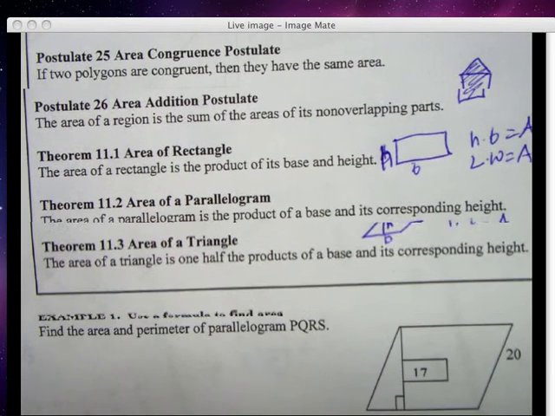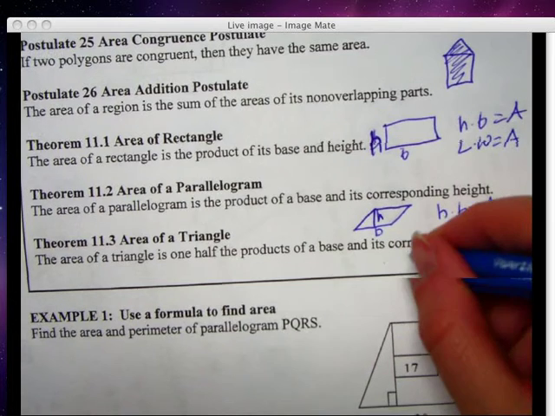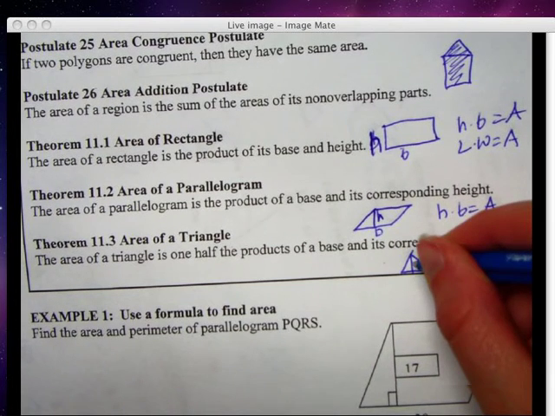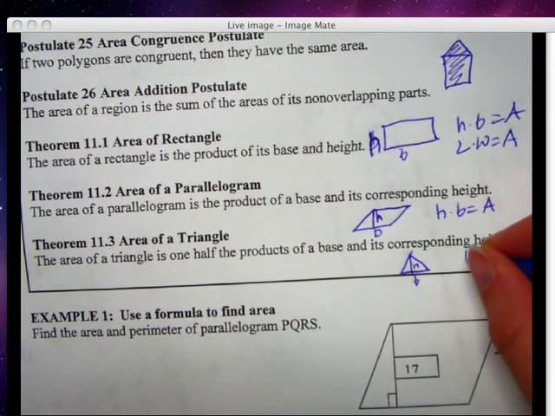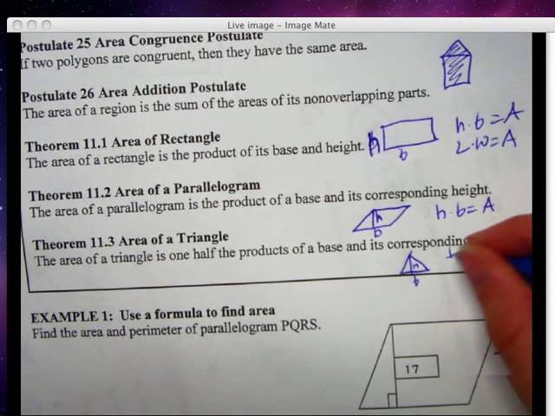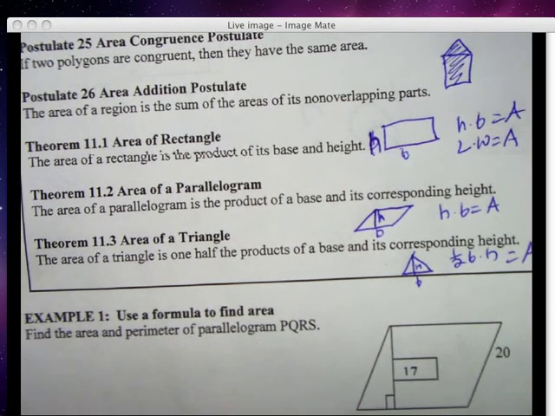Height times base equals area. The area of a triangle is 1/2 the product of its base and corresponding height. So again, you guys should know this already. Yep. Base times height times 1/2, or divided by 2, is the same thing for the area of a triangle.